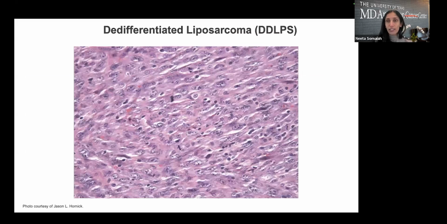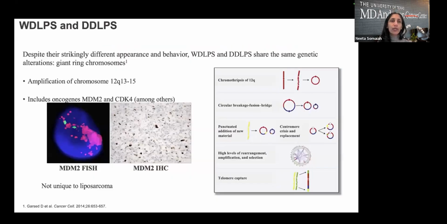And this is, you can see, very different from the well-differentiated liposarcoma. You see much more cellularity. So the pathologists make a determination based on how pleomorphic the cells appear to see if dedifferentiation is present. As I said, there are some abbreviations, so just follow with me. Well-diff liposarcoma is WD-LPS and dedifferentiated is DD-LPS. I've used that throughout. But despite their striking difference in appearance and behavior, they do share the same genetic alterations.